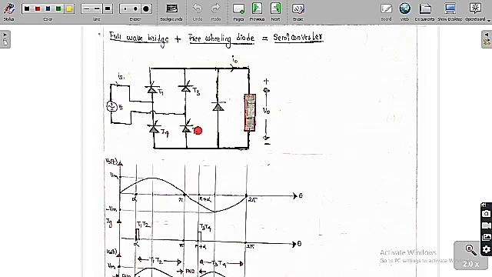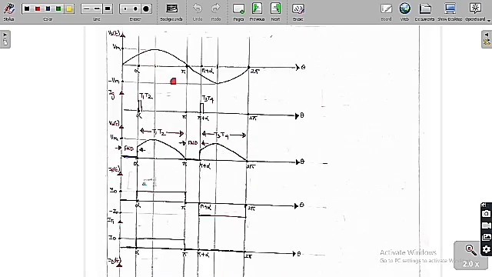So T1, T2, T3 and T4. So now we are going to analyze the diagrams of this circuit. So this is the source voltage Vs of t. So Vs of t, the source voltage is in this fashion, which is from 0 to pi it is having a positive pulse, from pi to 2 pi it is having a negative pulse. So Vs of t is equal to Vm sin omega t. So the peak value of plus Vm and minus Vm.